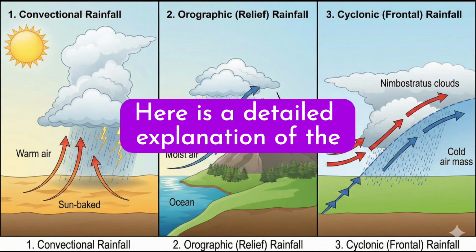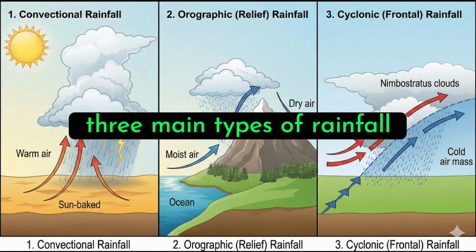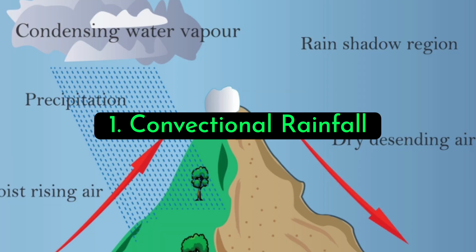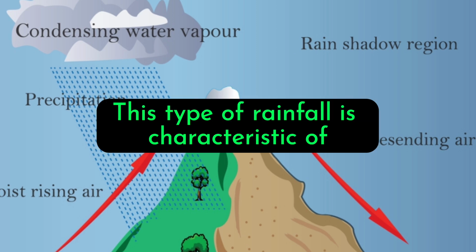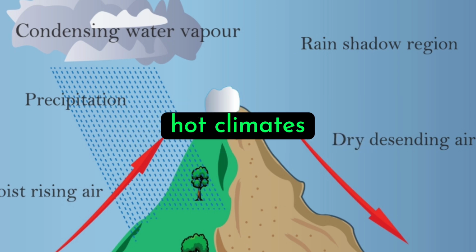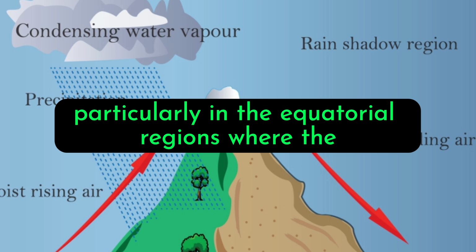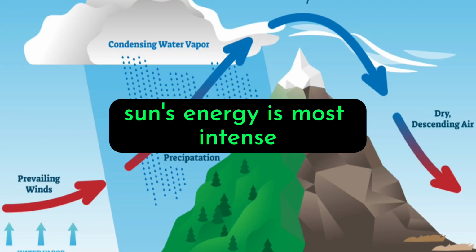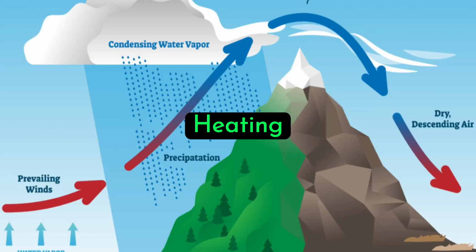Here is a detailed explanation of the three main types of rainfall. 1. Convectional rainfall. This type of rainfall is characteristic of hot climates, particularly in the equatorial regions, where the sun's energy is most intense. Mechanism: heating.